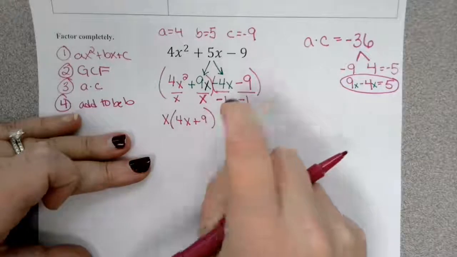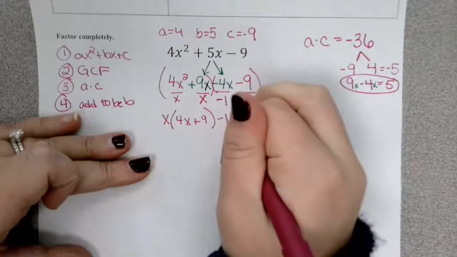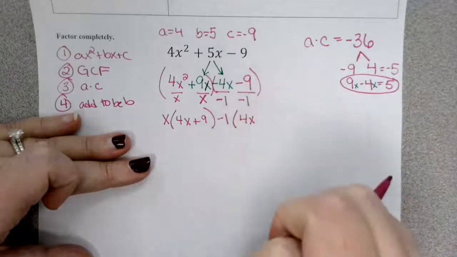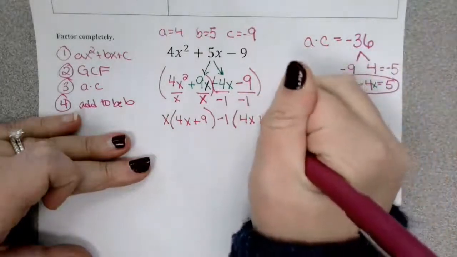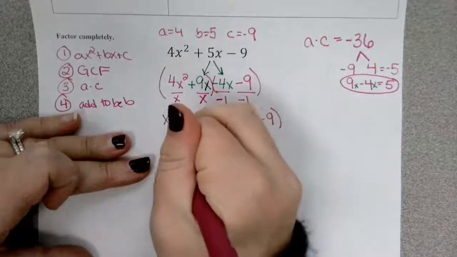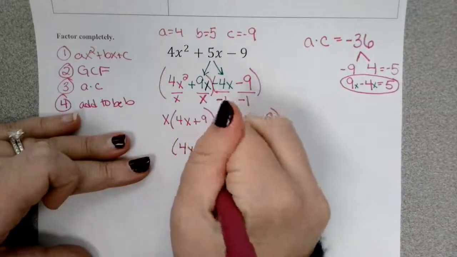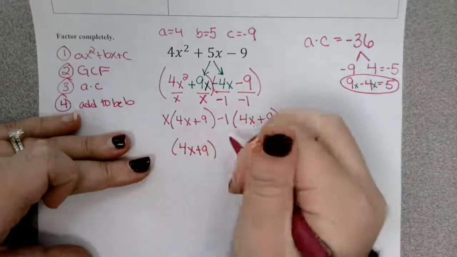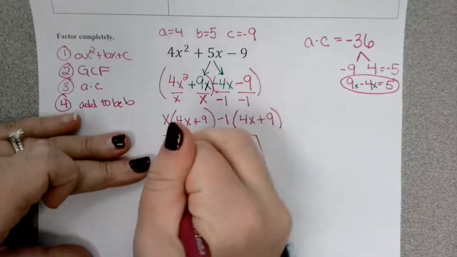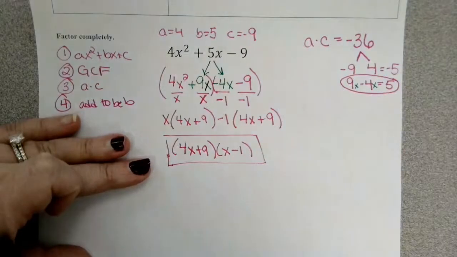Negative 4x divided by negative 1, and I'm going to make sure I put that negative 1 there. It's going to give me a positive 4x. Negative 9 divided by negative 1 gives me a positive 9. Insides are the same. Write it once. X and minus 1 get put in the same set of parentheses. And that is your final answer.